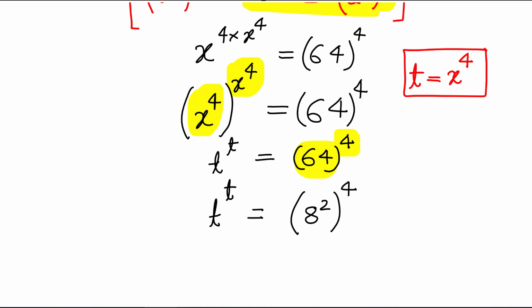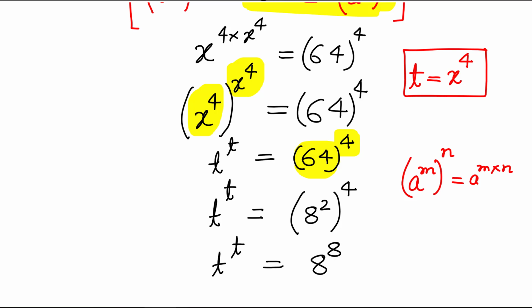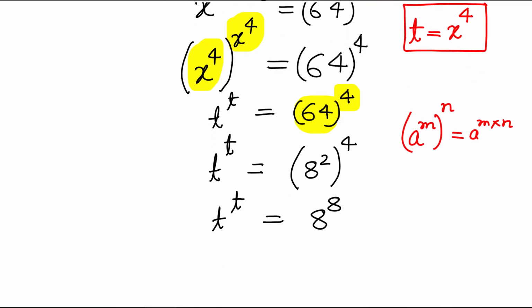Now if you remember this rule, that a raised to the power m raised to the power n is nothing but a raised to the power m times n. So if I apply it here, what will we have? 4 will come inside. So we will have t raised to the power t is equal to 8 raised to the power 8. This means t is what? Either you can take log or you can simply equate: here I have t and here I have 8. So t is equal to 8.